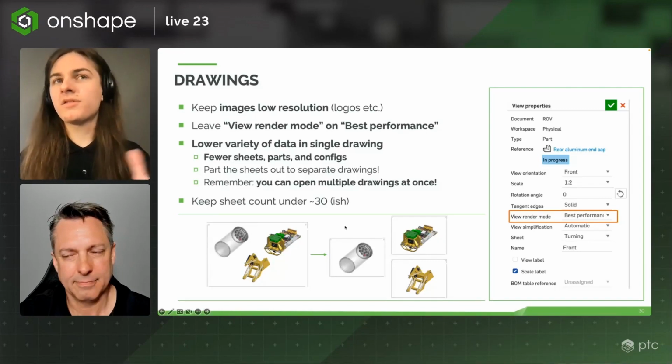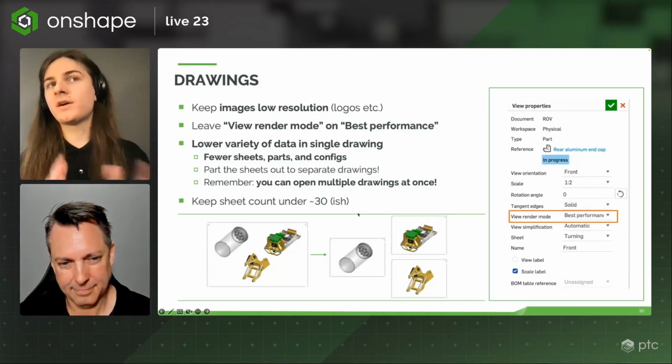Also, keep your sheet count around under 30-ish. It's not a hard limit by any means, but these are just the general guidelines. So lower variety and keep sheet count around 30 or lower.